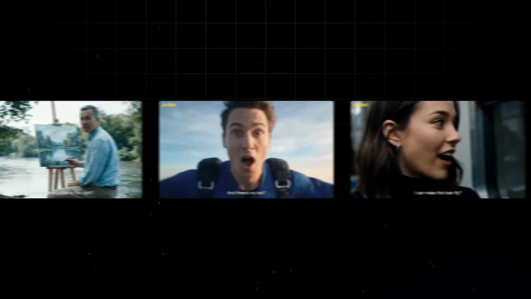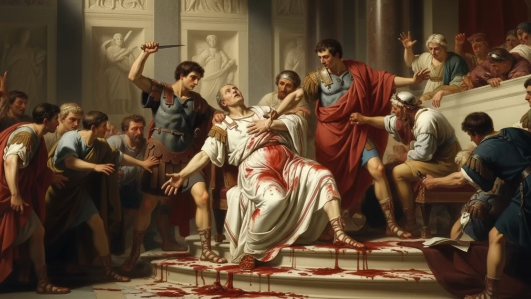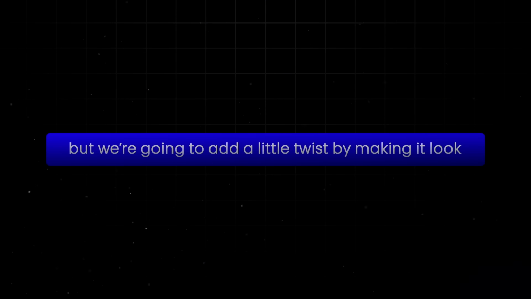Now, getting those kinds of results is really just scratching the surface of what Artlist can do, because the possibilities here are basically endless. To really show you what I mean, for our next historical event, we're gonna look at the assassination of Julius Caesar, but we're going to add a little twist by making it look like it was captured from a security cam angle.